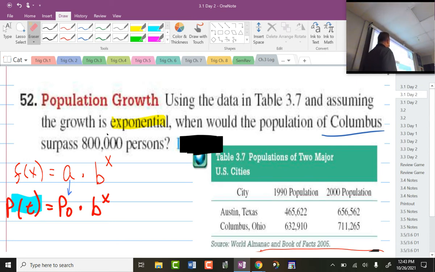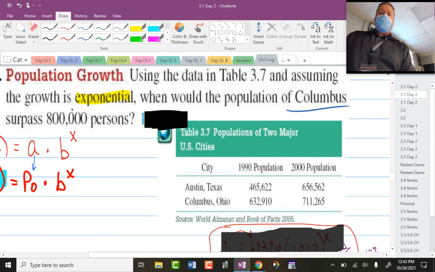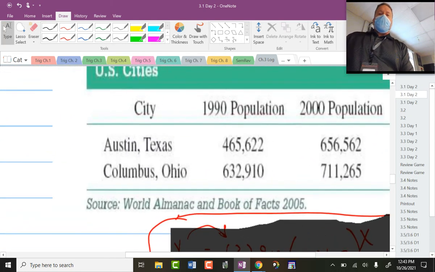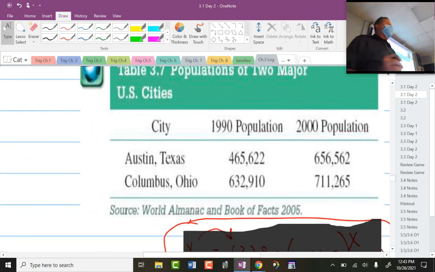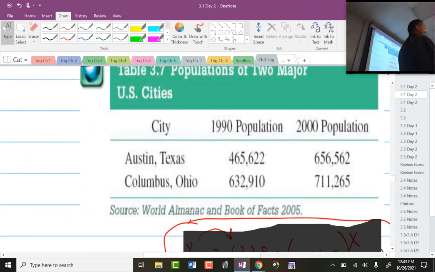And then notice what it says. When would it surpass 800,000? Well, first of all, we need to find the exponential growth thing. So we need to find an equation. Okay, so here's Columbus. Here's how we trick ourselves. And this is how we can do this so that we have a basis to answer this question.